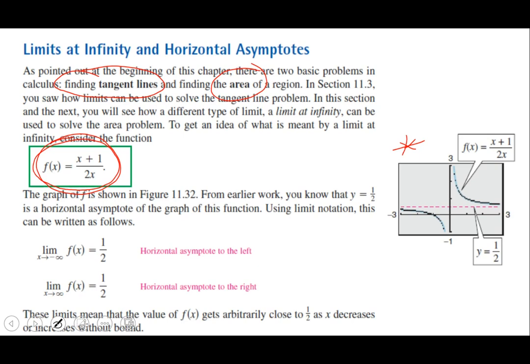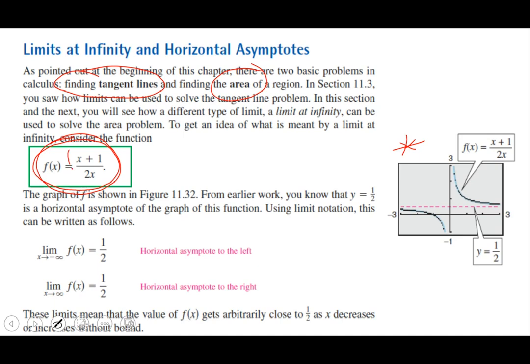If you go back to your chapter 2.6 notes, you would start by finding the x-intercept, which means you would set the numerator equal to 0, which would be -1. You would find the y-intercept by putting a 0 in for all the x's, which would be undefined, so there is none. A vertical asymptote would be found by setting the denominator equal to 0, which would be at x equals 0, the vertical line. And then finally, the horizontal asymptote.